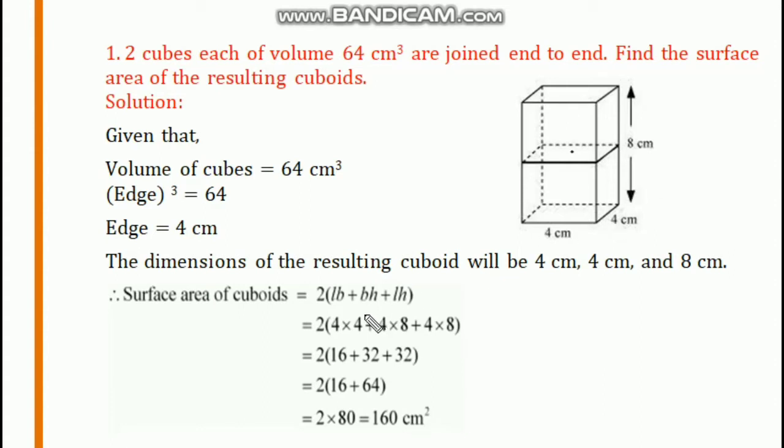The surface area of a cuboid, we already know how to find: 2 times (L into B plus B into H plus L into H). Substitute the values in the given formula, then finally we get 2 into 80, so 2 into 80 is 160 centimeter square. Actually, this is the surface area of the cuboid. Surface means total surface area, lateral surface plus top and bottom. So the surface area of the cuboid is 160 centimeter square.